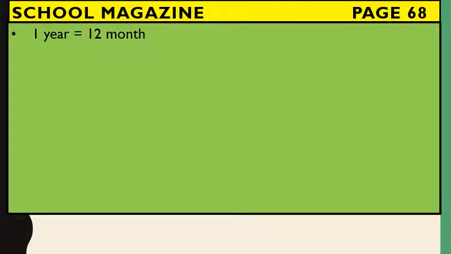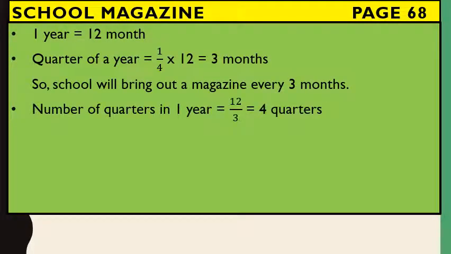School magazine, page 68. A school has decided to bring out a magazine every quarter of the year. Children, you know that 1 year has 12 months. So, quarter means 1/4 part of the year. So, 12 divided by 4 is equal to 3 months. So, the school brings out magazines every 3 months.